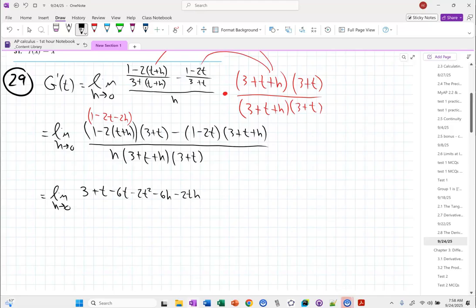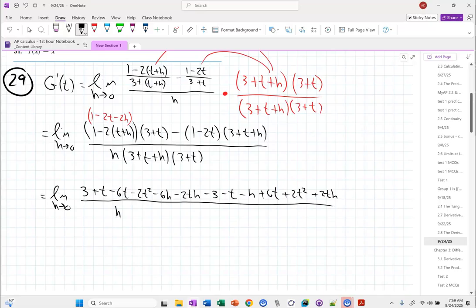Right? And then we'll have 1 times 3 and then make that negative, 1 times t and make that negative, 1 times h and make that negative, negative 2t times 3 and then make that the negative, so I have positive, negative 2t times t and then apply the negative, so I have that, and negative 2t times h and then make it negative, so I have that.